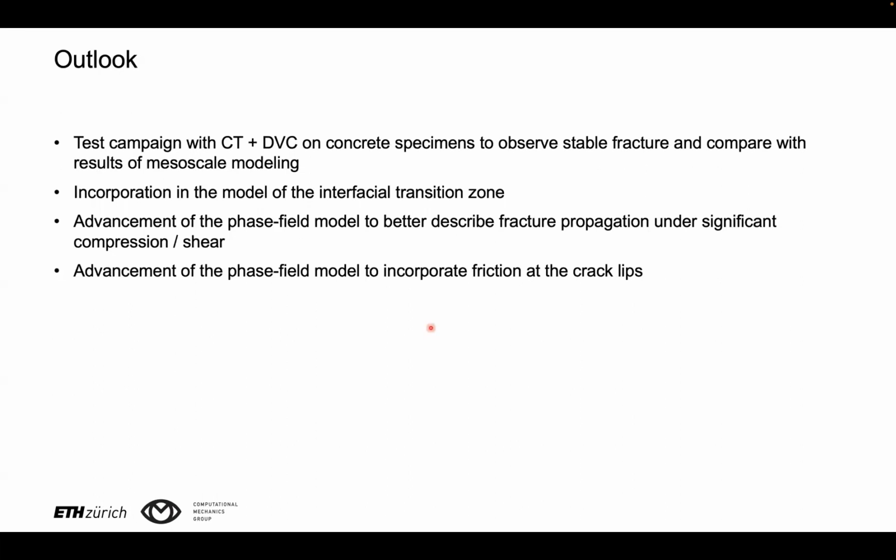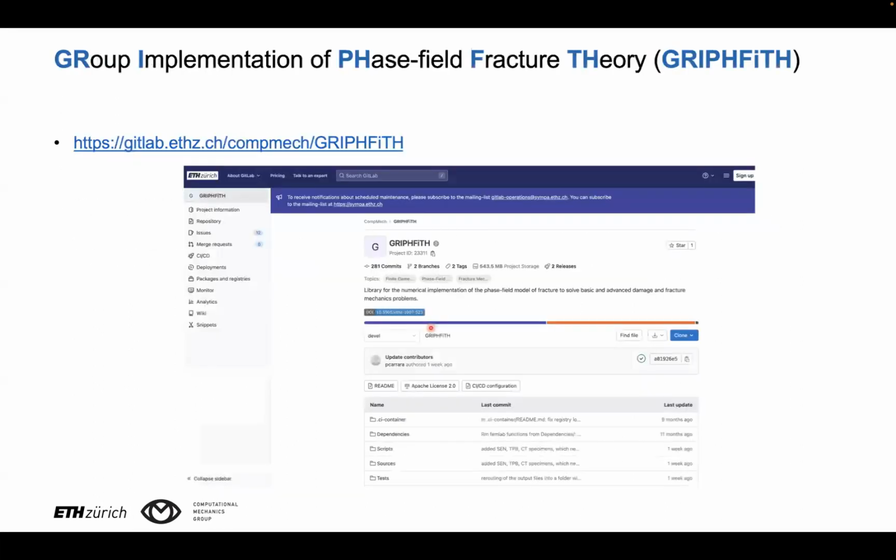And finally, I'd like to briefly mention that our in-house code that we use for prototyping, written in MATLAB, but with Fortran MEX files, is available for free download. We called it Griffith and it can be found at this website. And I'd be happy to answer any questions on this as well.